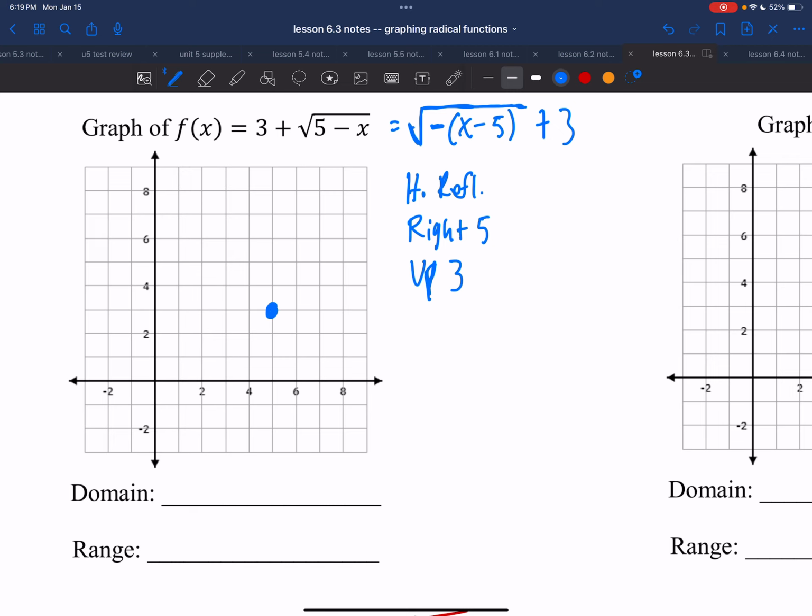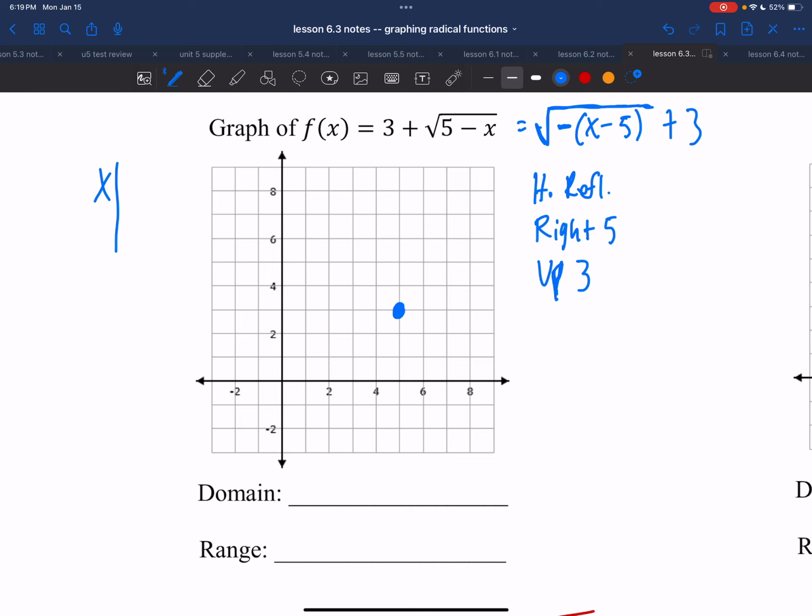So that's the first point for free, x, f of x. I got 5 comma 3. If I plug in 4, 5 minus 4 is 1. Square root of 1 is 1. 3 plus 1 is 4. I get 4, 4. The Wendy's 4 for 4.